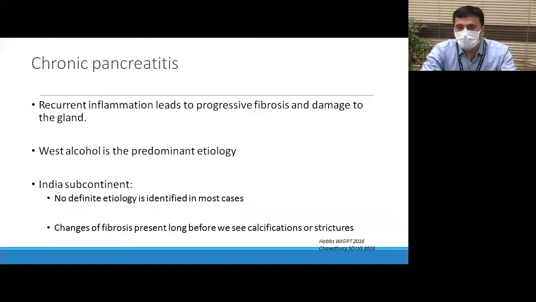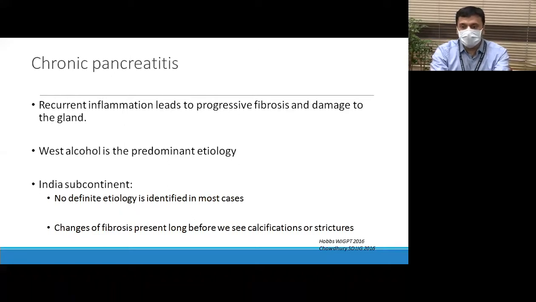Coming to the topic, what is the definition of chronic pancreatitis? Chronic pancreatitis is a recurrent inflammation that leads to irreversible progressive fibrosis and damage to the gland. This is characterized by abdominal pain, which is the most severe and the most common symptom in a patient with chronic pancreatitis. The damage to the gland could be manifested by steatorrhea in exocrine insufficiency or diabetes mellitus in endocrine insufficiency.